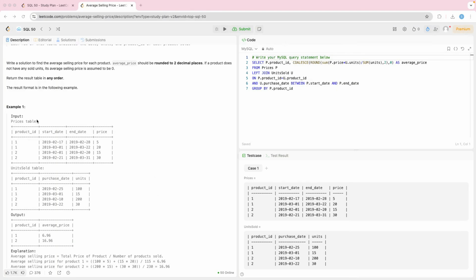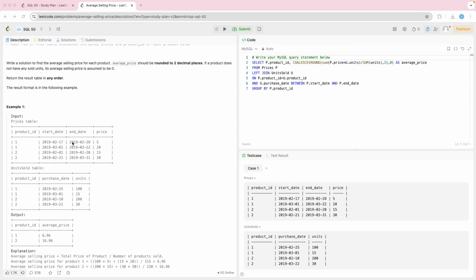Also, these two columns, price and units, are in different tables. So if we want to run any query, we should first join them so that we can query them together. So we'll do a left join on the Prices and UnitsSold tables on the condition that the product ID of both the tables should be equal, but the purchase date should be between the start date and end date.